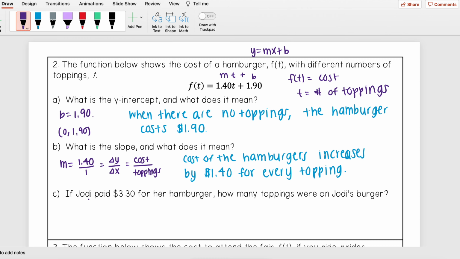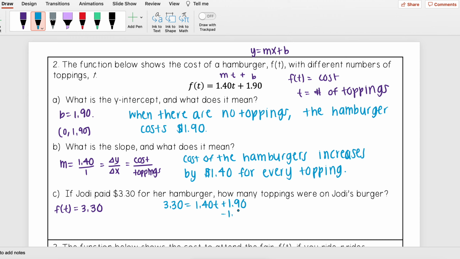Okay, now this last one says, if Jody paid $3.30 for her hamburger, how many toppings were on Jody's burger? So I want to know the number of toppings. I know she paid $3.30. Well, the cost, that was f of t, so that means that f of t is equal to $3.30. And so that means I'm going to use this equation here, and I'm going to replace f of t with $3.30. And I'm going to solve for t to find the number of toppings.